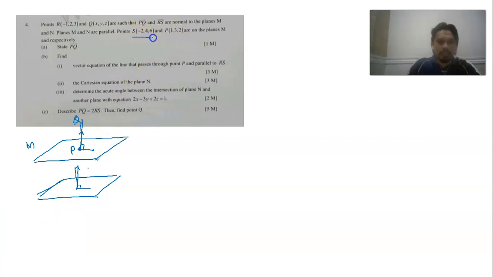Okay, S and P, P and S are here. So state PQ. PQ is mentioned there. P is (1, 3, 2), and Q is (X, Y, Z).